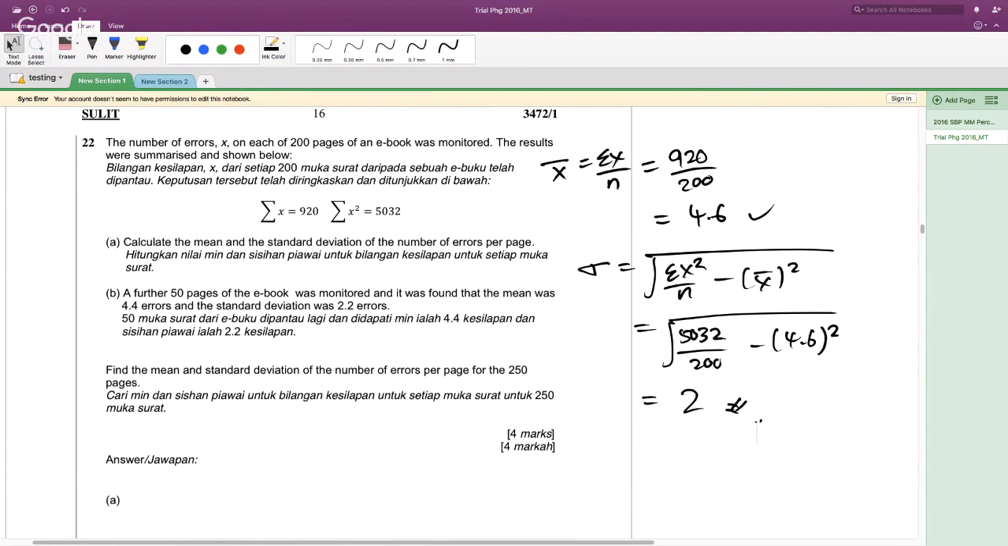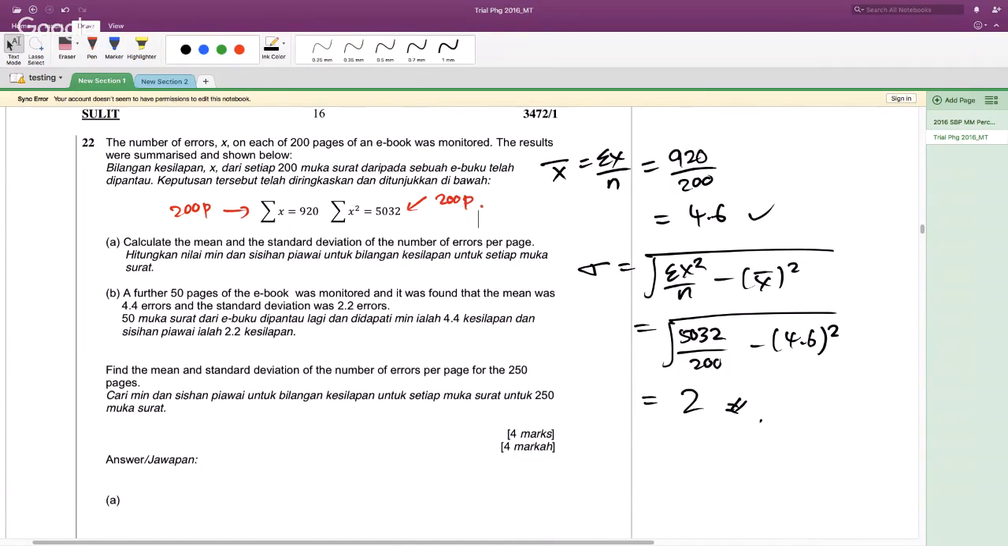Okay, then for part B over here, a further 50 pages of the ebook were monitored and it found the mean is 4.4 errors and the standard deviation is 2.2 errors. So find the mean and standard deviation of the number of errors per page for 250 pages. This one is a bit tricky. Now the summation of X for this one is for 200 pages at the beginning, and the sum of X squared is for 200 pages as well.